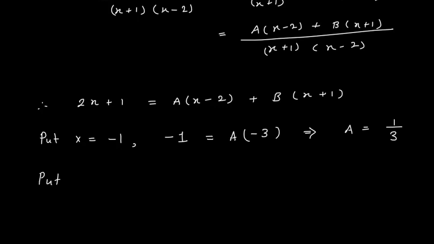Similarly, I will put x equal to +2. When I put x equal to 2, here it will become 2 into 2, 4, plus 1, 5. 5 is equal to, this will become 0, and here I have put x equal to 2, so 2 plus 1 is 3, so it is 3B.